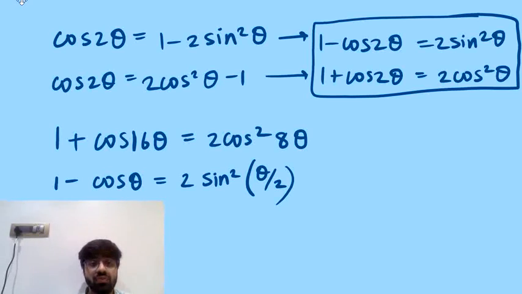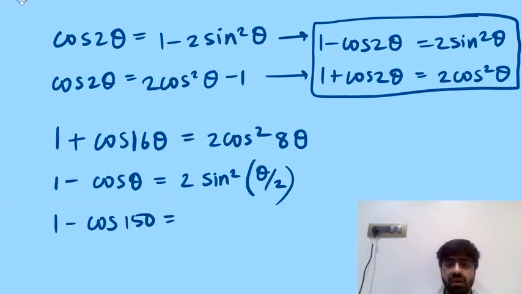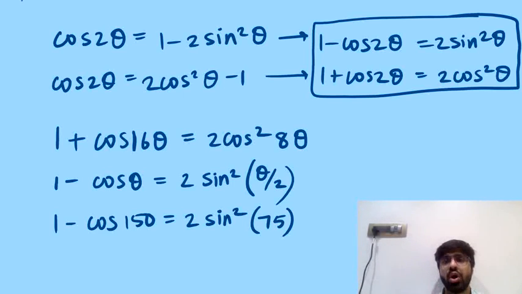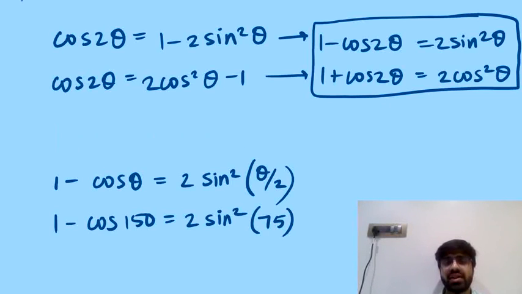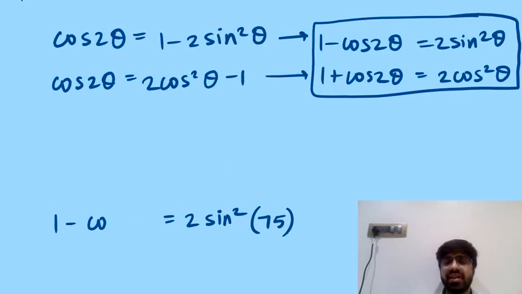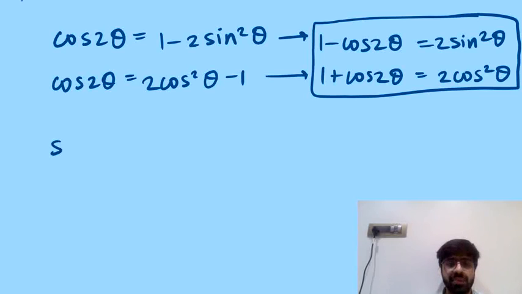If I ask you 1 minus cos of 150, this will be 2 sine square, half of 150, that is 75. Now you should know how to apply this simplification, not only in the forward sense but also in the reverse sense. That is, if you are given cos square theta or sine square theta, you can eliminate that square and write both of them in terms of cos 2 theta. How can you do that? Take a look at this example.